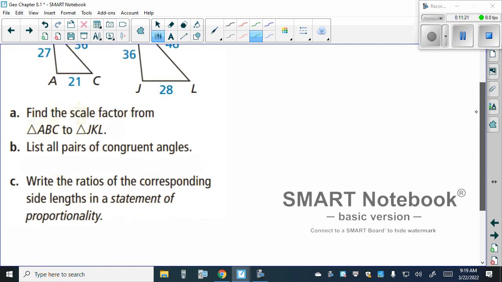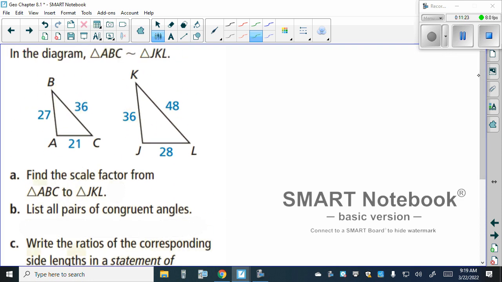Okay, so we want to find the scale factor, we want to find all the pairs of congruent angles, and we want to write the ratio of the corresponding side lengths in a statement. Now they told us ABC is similar to JKL. This is kind of nice because it pretty much gives us the angles.